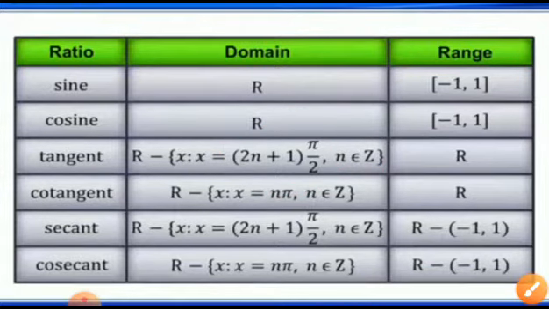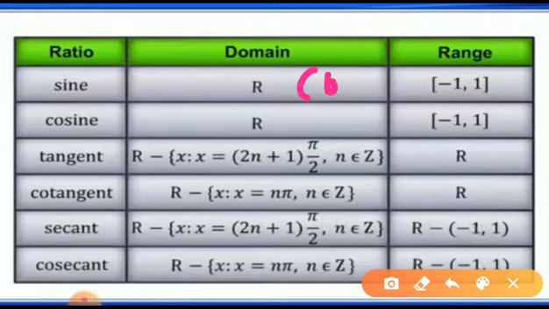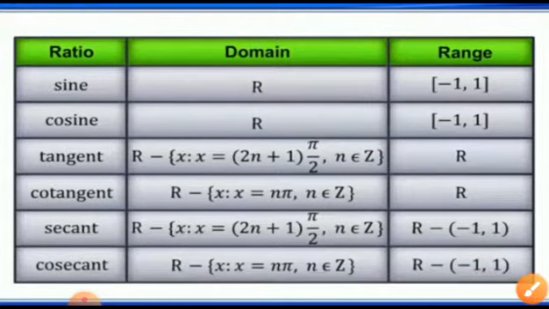And the range of tangent is R itself. Similarly for cot, it is nothing but cos by sine. So sine is not defined at what? Sine n pi is always 0. That means for x equal to n pi your sine is 0. So I can say that cot won't be defined when x is n pi, and hence cot has the domain R minus n pi, where n is an integer, and the range is R itself.